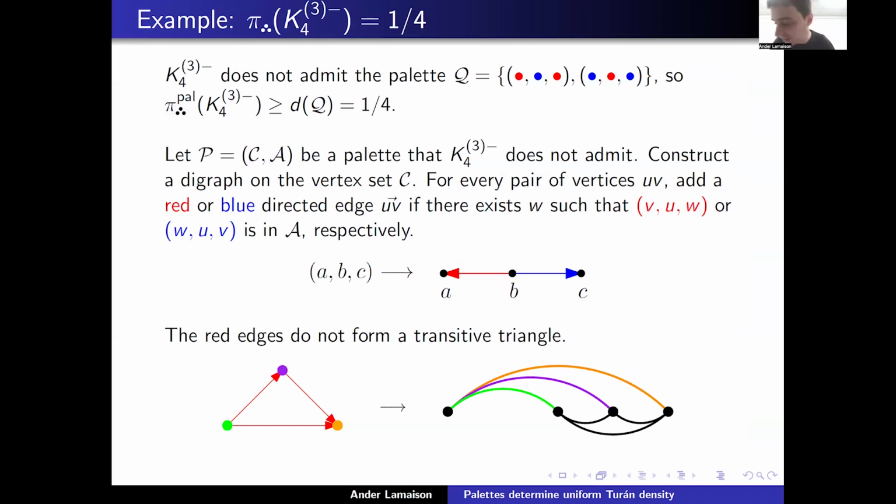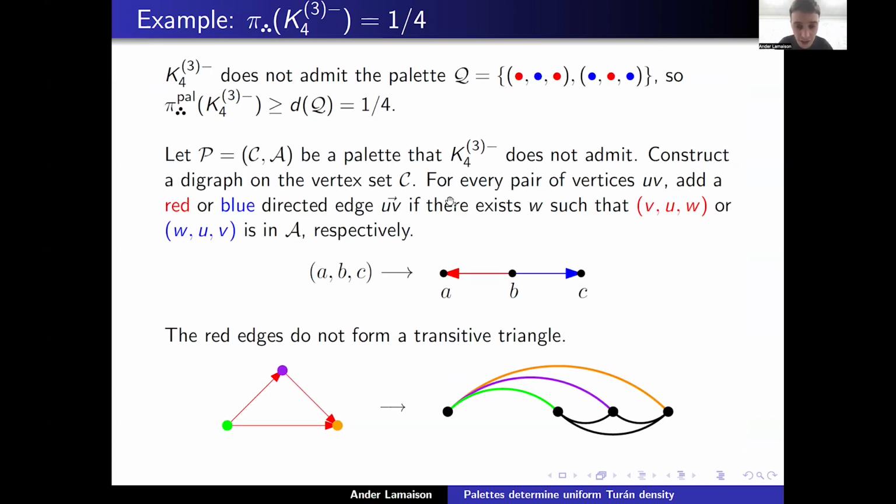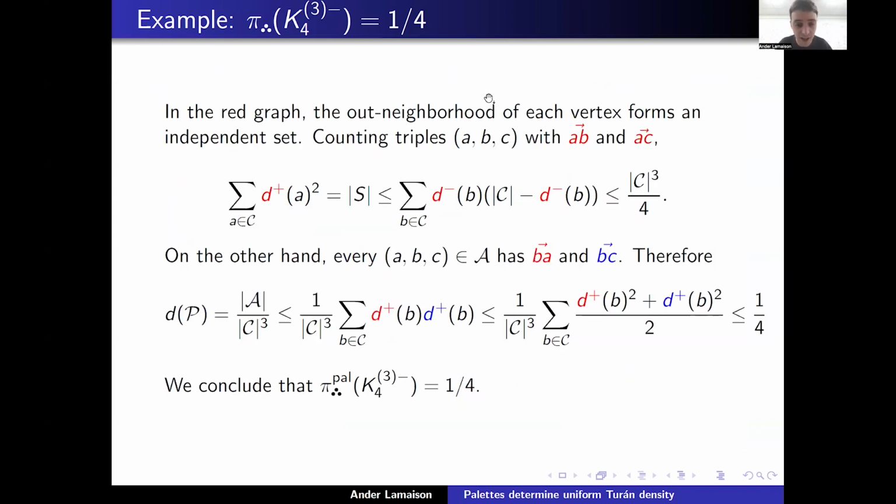Again, I do not have much time to go through it, but for the case of K4 minus an edge, you can prove that the uniform Turán density is 1/4 in 2 slides. In these 2 slides, you just construct some auxiliary graph on any palette that does not admit K4 minus an edge, and end up getting some Cauchy-Schwarz, or actually just AM-GM inequality, and see that the density of that palette must be at most 1/4. And in this case, I would argue that yes, the most important parts of the proof are still on those slides.